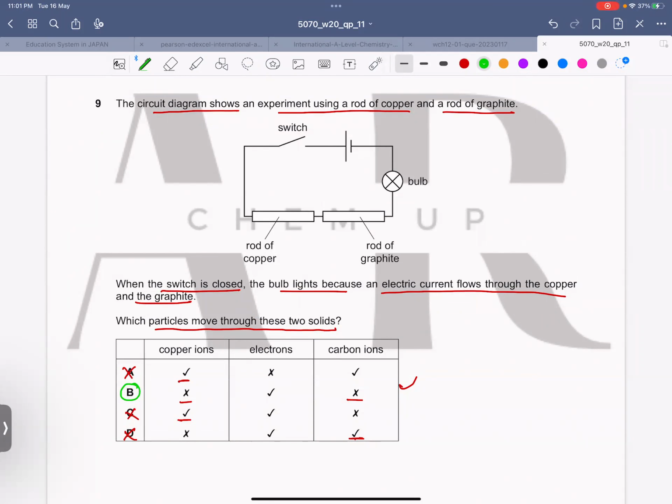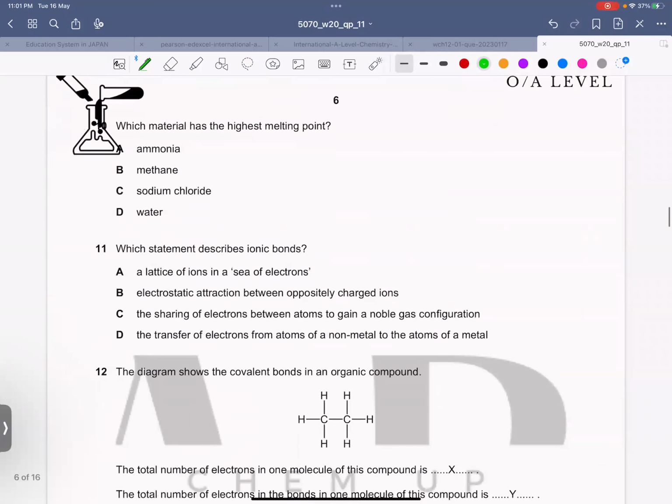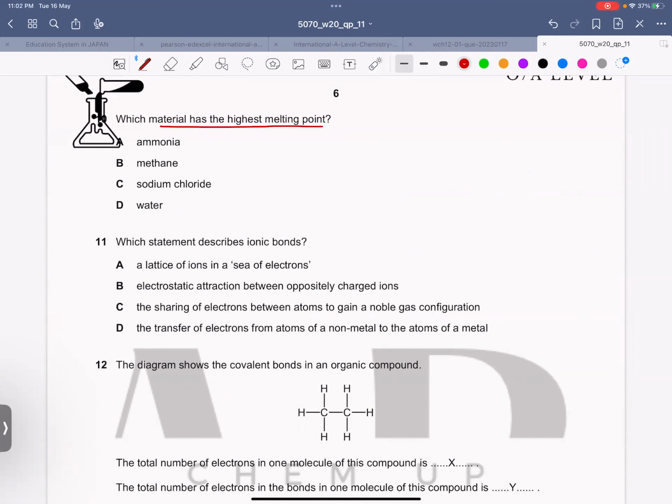Yes, sir. Okay. Now question number 10. Which material has the highest melting point? Yes, fluoride, very good. If you recall, ammonia is a gas, CH4 is a gas, one is a solid, and one is a liquid. So by the help of the state, we clearly identify that the one which is solid at room temperature can have the highest melting point. So C is our correct answer.